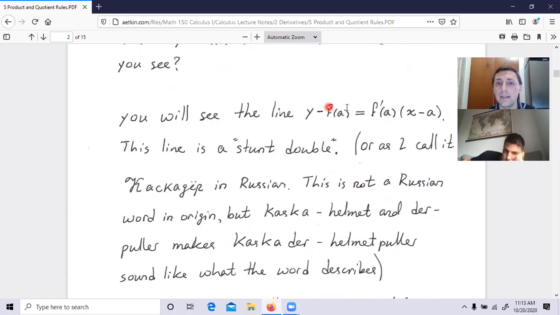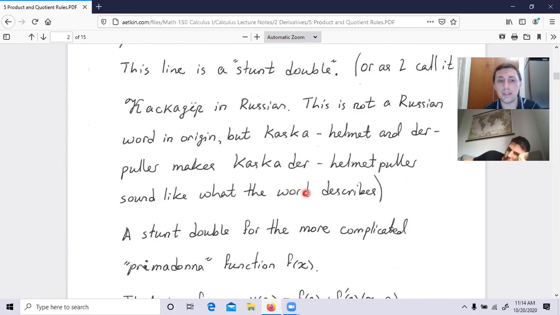So this line is what I call a stunt double. A stunt double, in other words, represents something very similar to the actual function locally. There is a good word for it in Russian, cascadeur, and it's actually not originally Russian. If you know French or German, that's the same word they use, probably originally German. The reason it seems so nice to me is that kaska is a helmet and дергать is like pulling, so it sounds to me like helmet puller. And that really represents to me somebody who is going to perform the stunt.